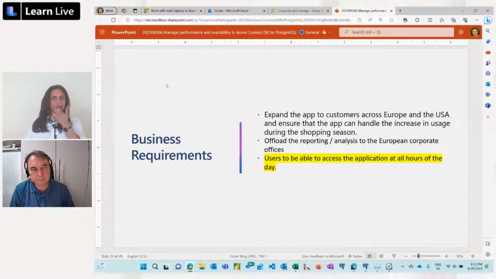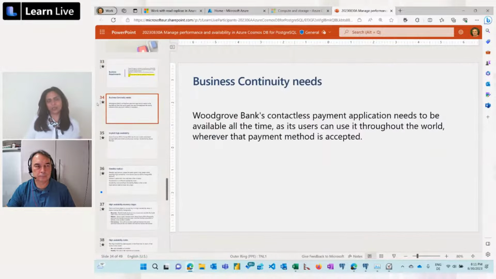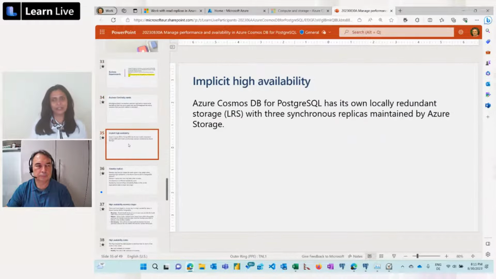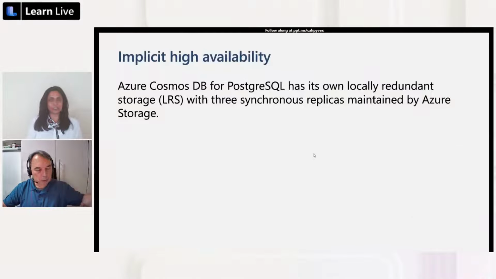Now, they have implicit high availability. So there are two things here. One is, if you've been on single server, we have high availability, but it's only at the storage level, right? So you have local redundant LRS, and along with the storage, you get 3 copies. So if one is down, they immediately spin up another. So you have 3 copies at the storage level, and that's what is your implicit high availability.